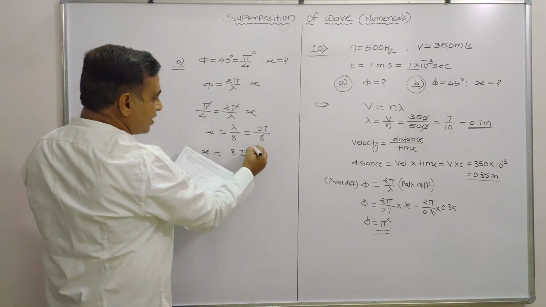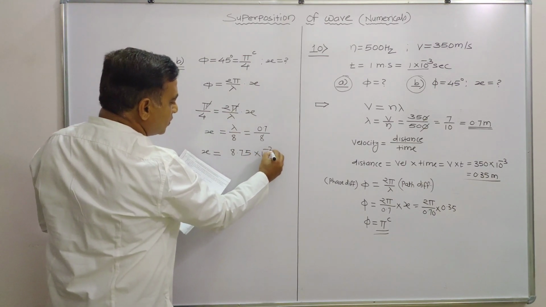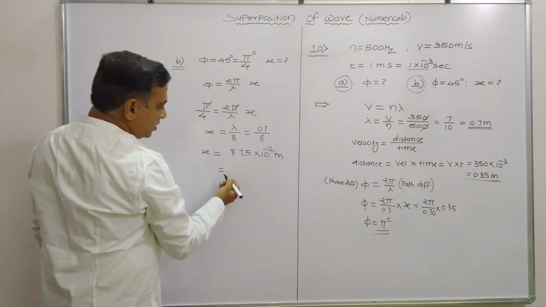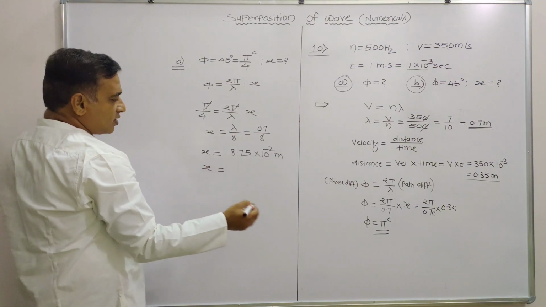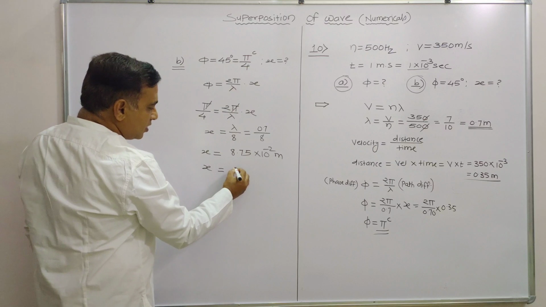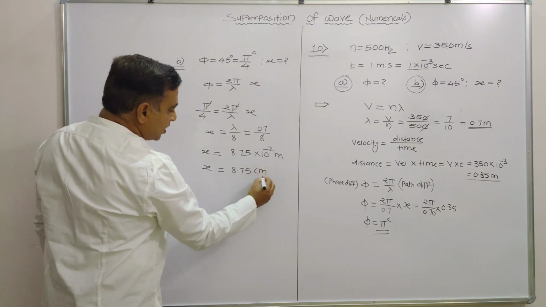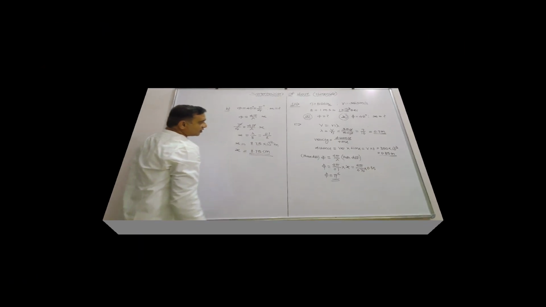8.75 into 10 raised to power minus 2 means here it is in meter. So expected, the answer book gives it in centimeter. So it is 8.75 centimeter is the answer for this.